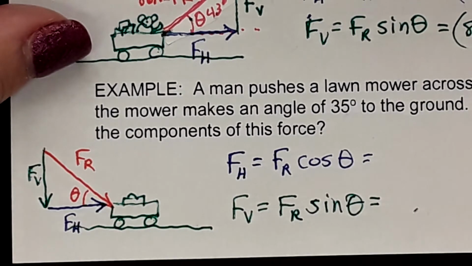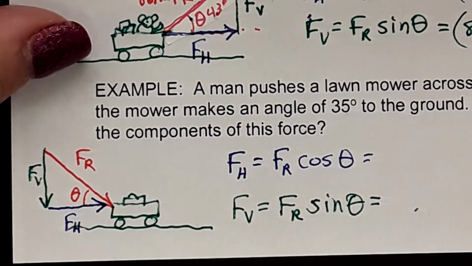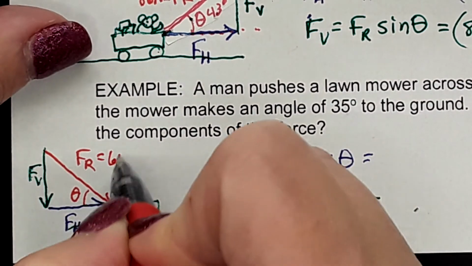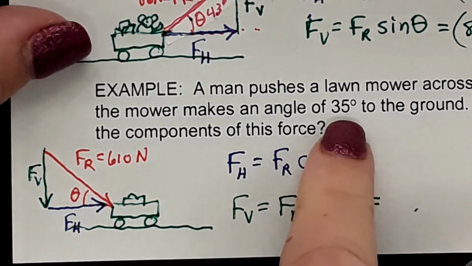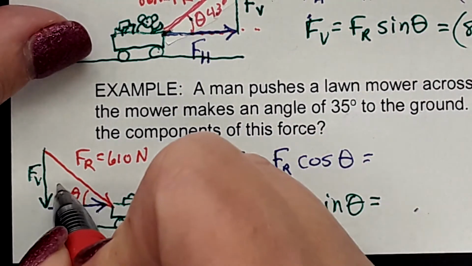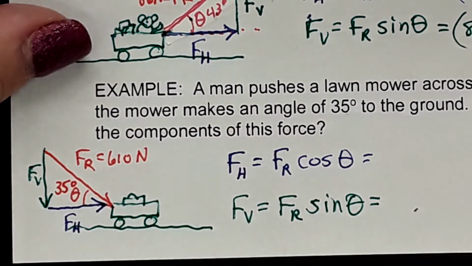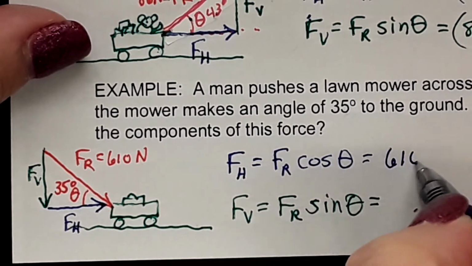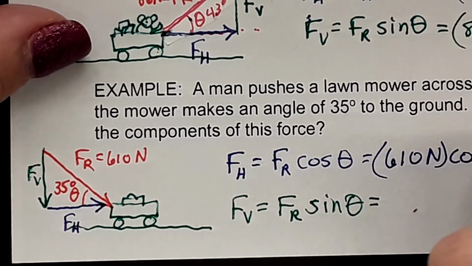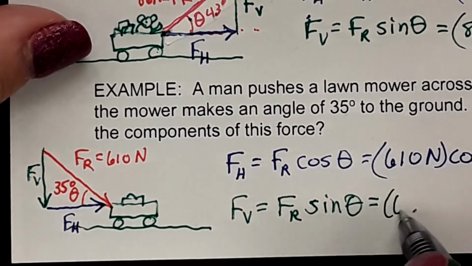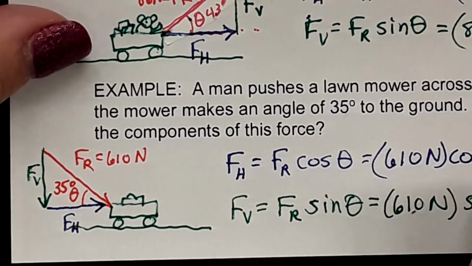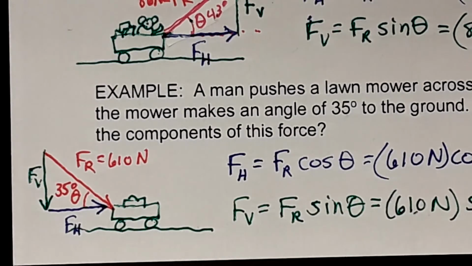Now, what is the hypotenuse? Well, let's take a look. It says right here that the magnitude of the hypotenuse is 610 newtons, and you're holding it at an angle of 35 degrees to the horizontal, or to the ground. There we go. So now all we have to do is plug and chug. So we get 610 newtons times the cosine of 35 degrees. And for the vertical, 610 newtons times the sine of 35 degrees. Not too bad, is it?